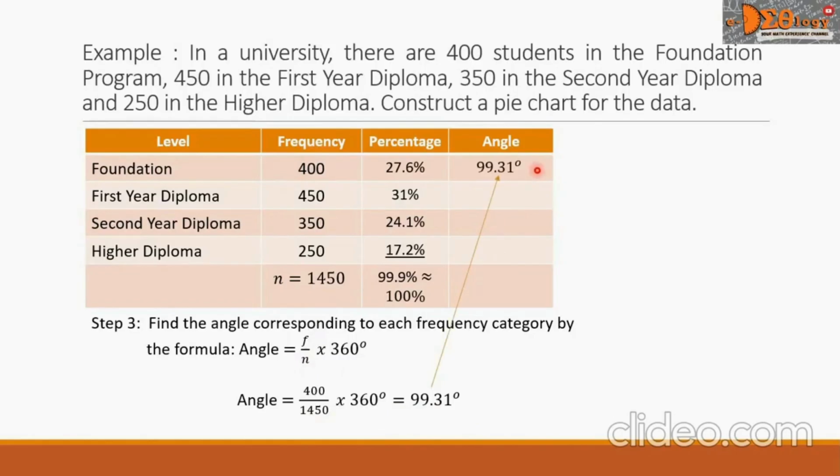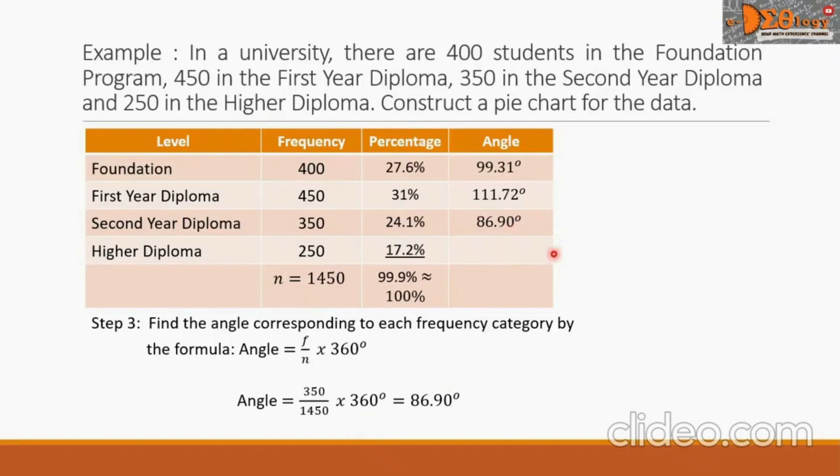This value we will copy on this blank. So we have now this 99.31 degrees. Next, for this blank, we will follow the same formula. So we will get 111.72 degrees. We will get this when we have 450 divided by the N, 1450 times 360 degrees. So the value is here. The next is 86.90 degrees. This value comes from the 350 divided by 1450 times 360 degrees.